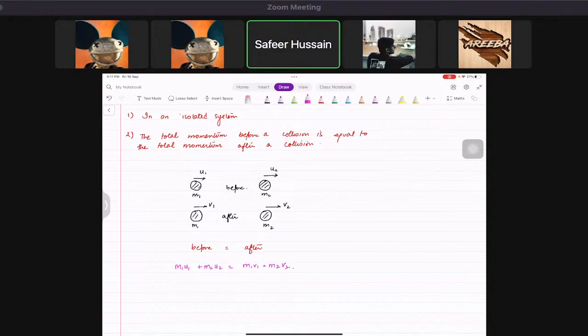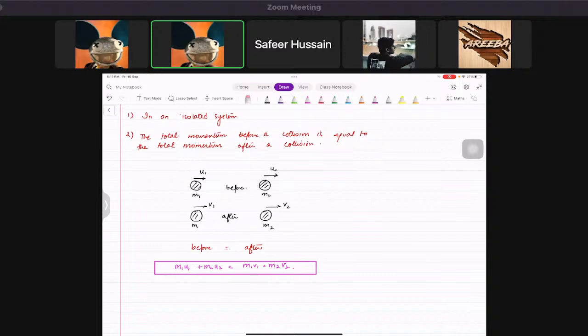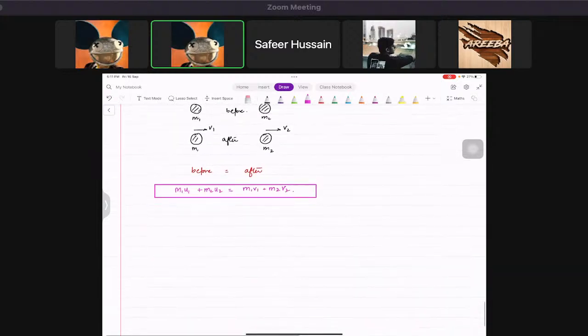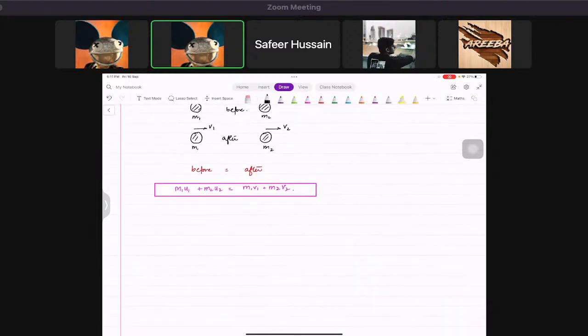This is the prime equation that you guys need to remember. So we're going to learn case by case about it. For example, case 1: when two bodies collide and move away.